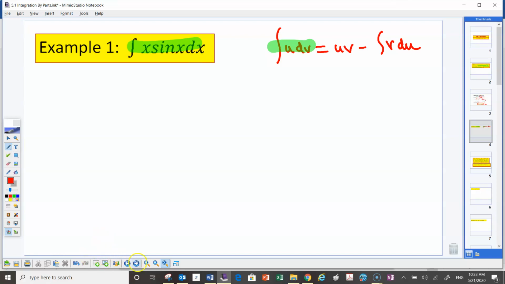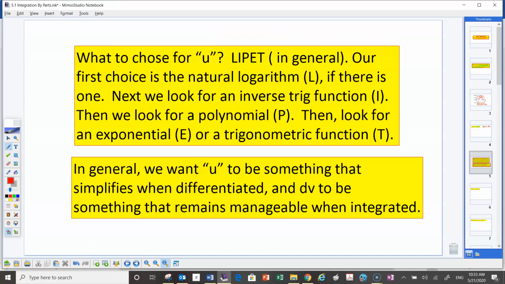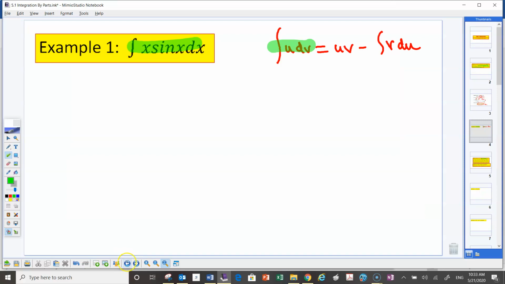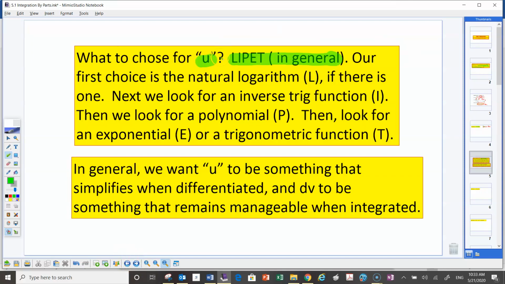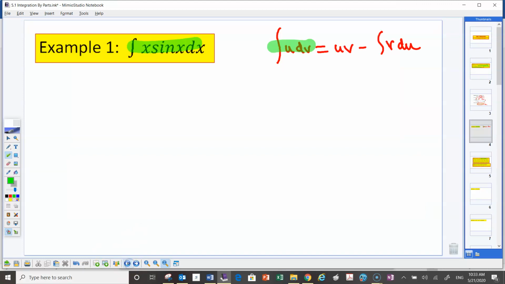Well, there is a strategy, and the strategy is called LIPET. It's just an acronym. Our first choice is the natural log, so L stands for natural log if there is one. Next one is an inverse trig function, that's what I is. P is a polynomial, E is exponential, and T is a trig function. So looking here, again, we're looking for substitutions of u. There are no logarithms or inverse trig functions. The first thing I have as a polynomial is x. So I'm going to let u equal the x term, and dv is going to be the sine x dx.